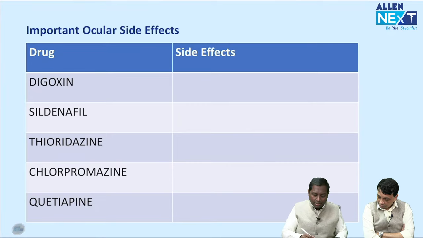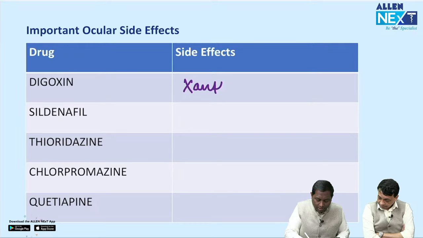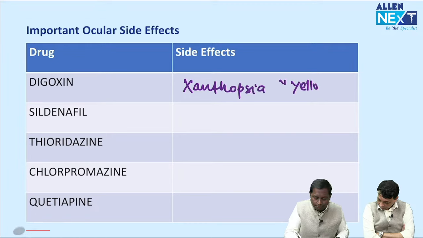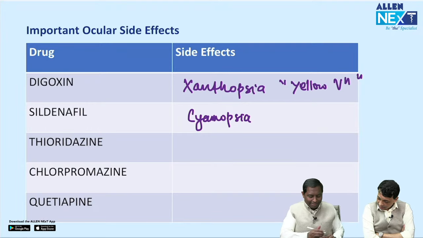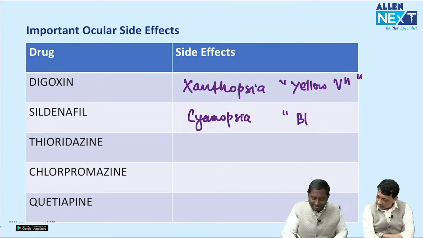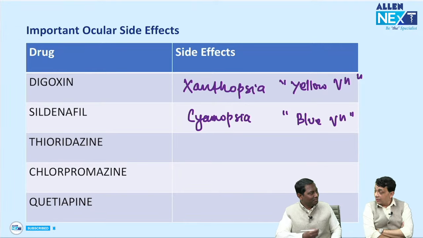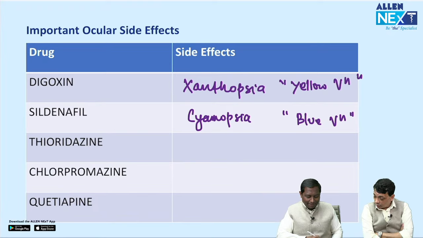Like digoxin, it will be associated with an ocular side effect called xanthopsia, that is going to be your yellow vision. Sildenafil will be causing, again, the favorite blue pill. I think sildenafil is also known as the blue pill, sir. Yes, sildenafil was colored blue when it was first made by Pfizer, so they made it blue. So blue vision, you can remember easily. The blue pill causing blue vision. Right, blue vision, sildenafil.